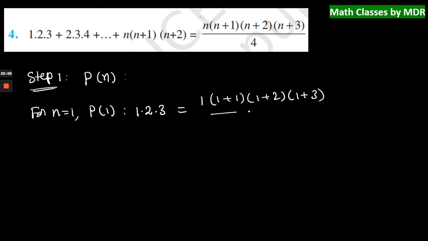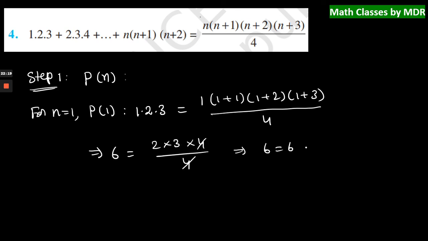Wherever you have n, just replace that by 1. So 1 into 2 into 3 is 6 here, and 2 into 3 into 4 by 4. The 4s get cancelled, so 6 equals 6. So hence P of 1 is true.